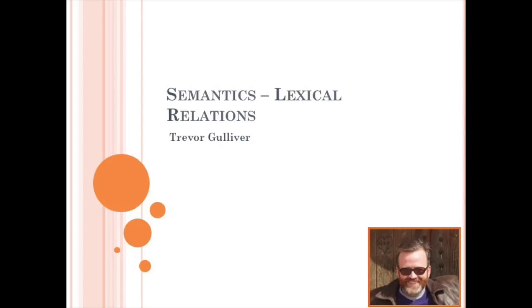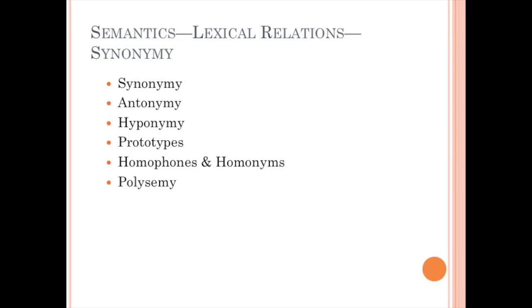In this video, we're going to talk about some of the ways that words relate to one another, or lexical relations. Most lexical relations are taught in school. We learn about synonyms and antonyms, for example, very early in our schooling. The same is true of many of the others, even if we don't label them as such. I'm going to discuss synonymy, antonymy, eponymy, prototypes, homophones, homonyms, and polysemy.